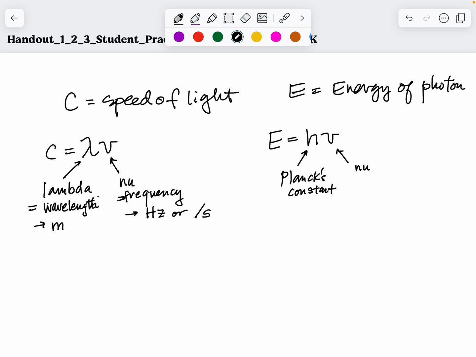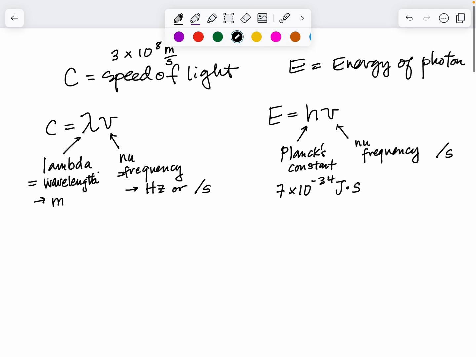C is the speed of light, and it's also a constant. It is going to be 3 times 10 to the 8th meters per second. So obviously that's speed. We have distance over time. For energy, h, Planck's constant, we're going to say it is 7 times 10 to the negative 34 joules, which is a measure of energy, times seconds. And then obviously our frequency is measured in per second, or hertz. So we're going to have our seconds cancel, leaving joules, and that's the measure of energy. Okay, so those are the two equations that we're going to use.